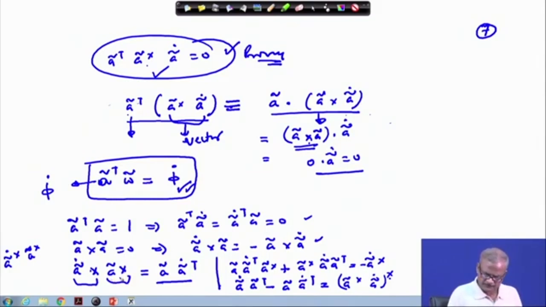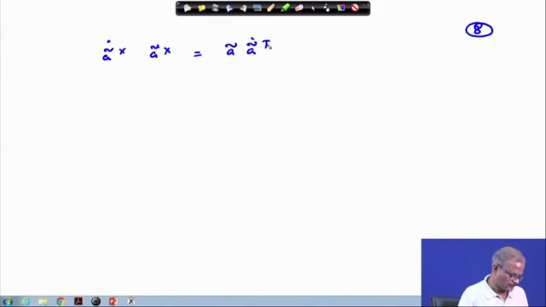Okay, so it will be better that we do this as part of the tutorial, otherwise I feel can we cover it today. Let me try. Okay, so we will pick up this A tilde dot cross times A tilde cross. This we need to prove equals A tilde times A tilde dot transpose.